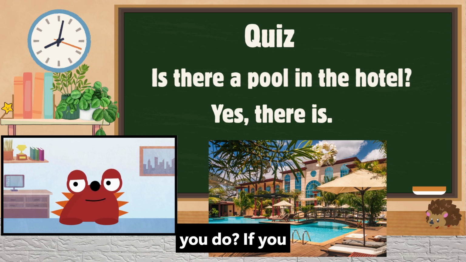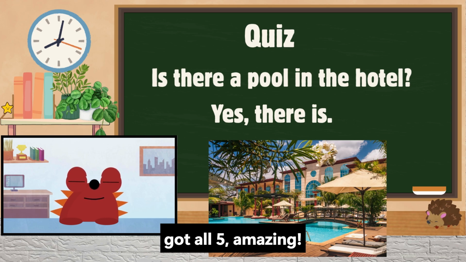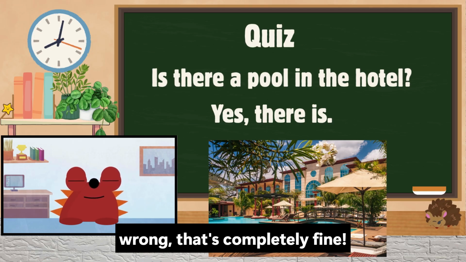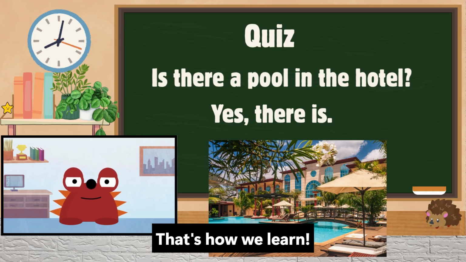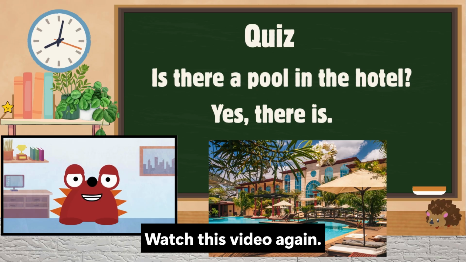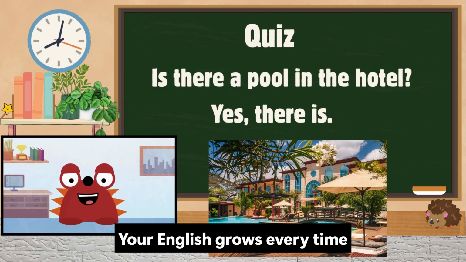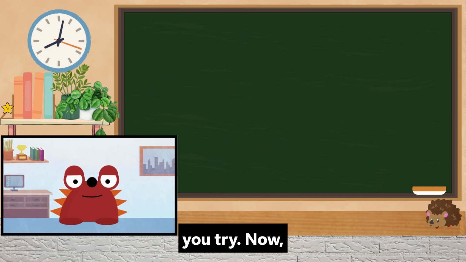How did you do? If you got all 5, amazing. If you got some wrong, that's completely fine. That's how we learn. Watch this video again, pause it, practice out loud. Your English grows every time you try.